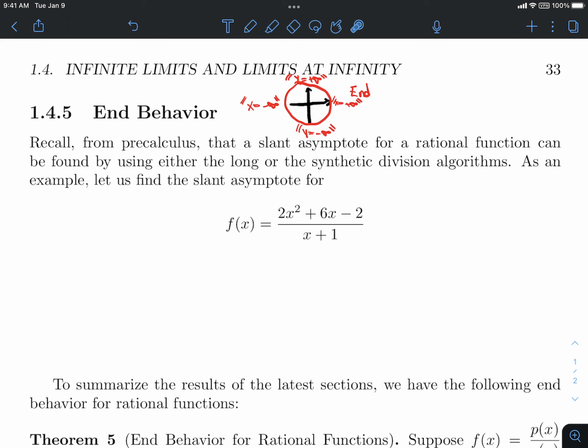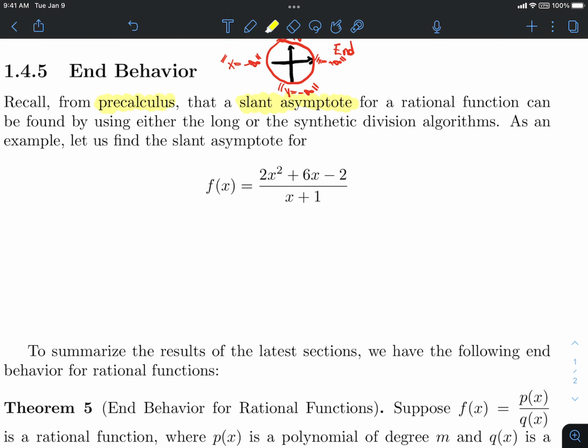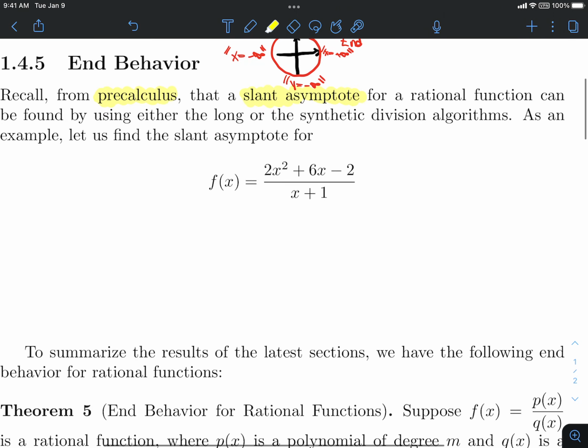Okay. We already know how to calculate slant asymptotes from pre-calculus, but I'll remind you how to do it. So a slant asymptote is just an asymptote that's not a horizontal or vertical asymptote. So we're going to do that now using either the long division or the synthetic division algorithm. Let's start with long division.